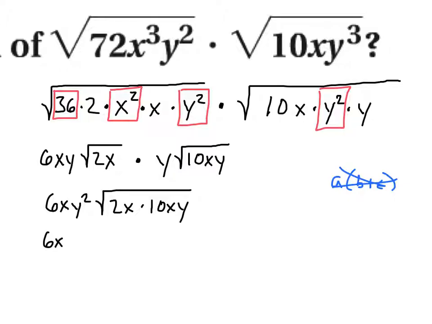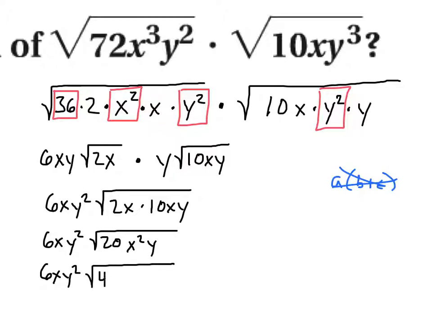All right, so 6xy squared times the square root of 20x squared y. Great, except I believe that can be simplified. Is there a perfect square that we can factor out of 20? Yes, we can actually factor out a 4. We have 6xy squared times the square root of 4 times 5.